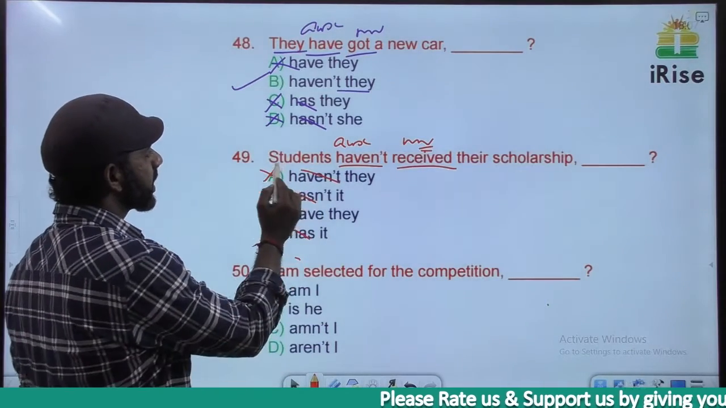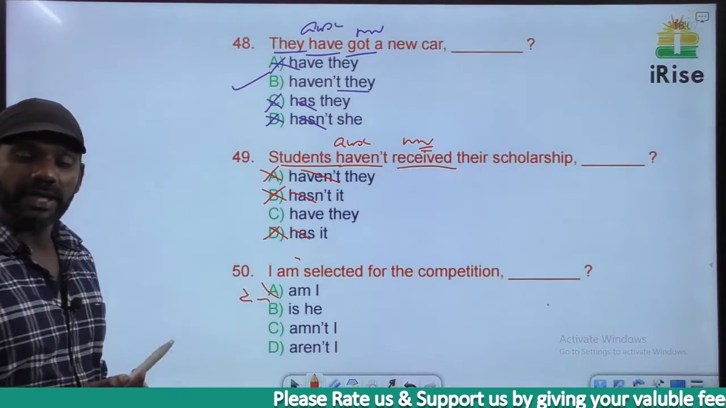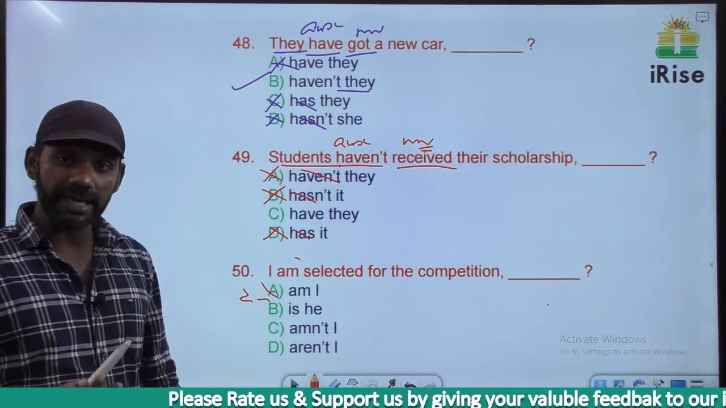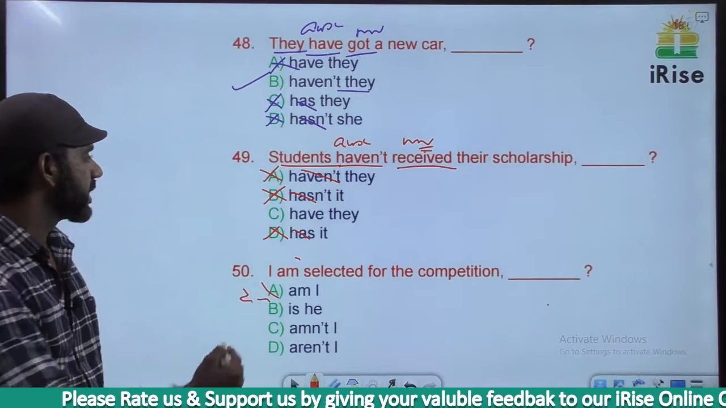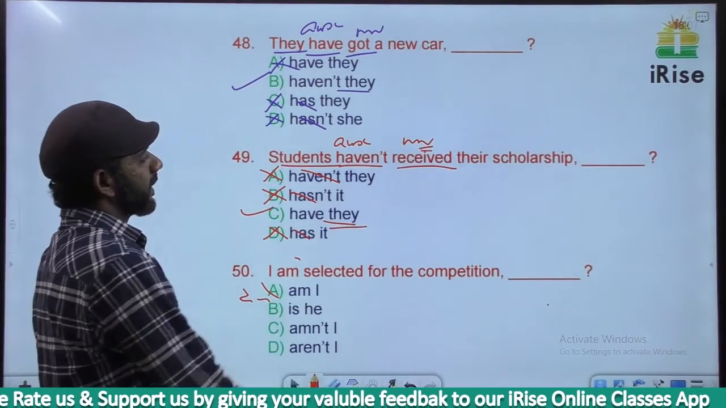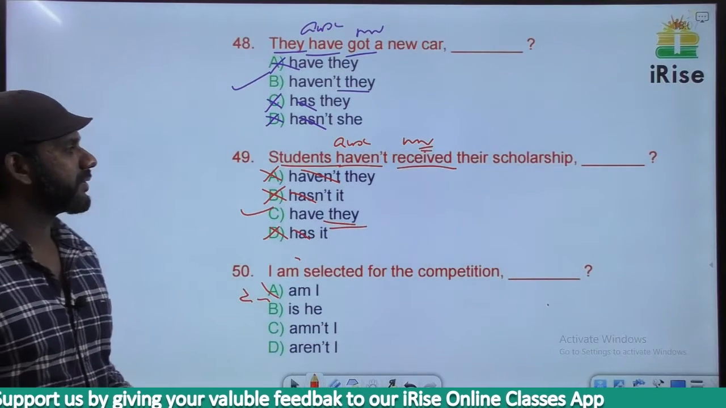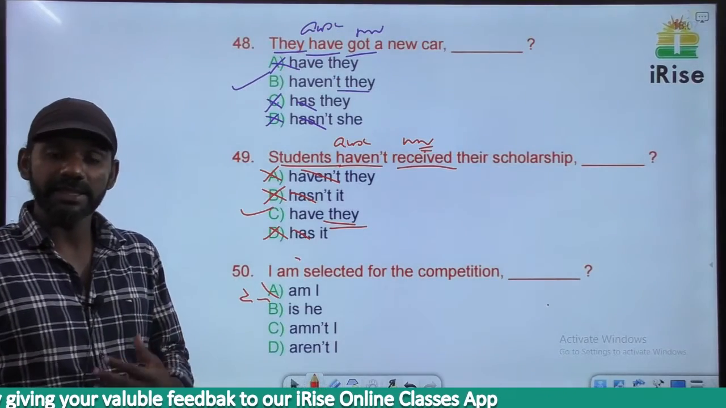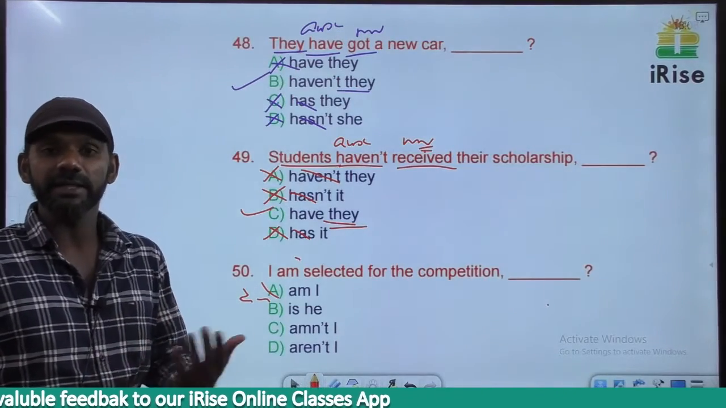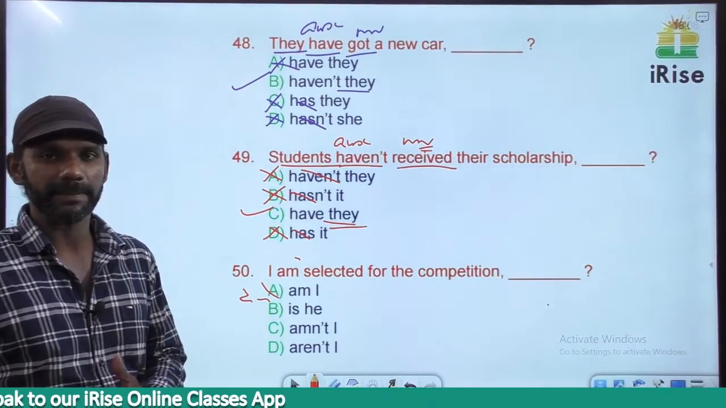The subject here is students, plural. So we have to use a plural pronoun in the tag to refer to students. It must be have they. Students haven't received their scholarship, have they? That means, have they received their scholarship? Have plus V3.